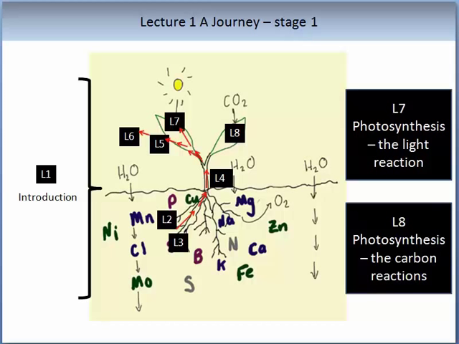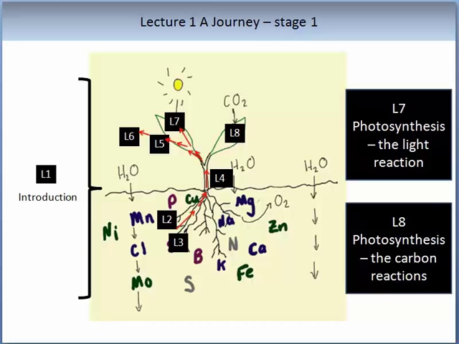In Lecture 7 we will look at the process of photosynthesis. We will start with the light reaction. The light reaction is where the plant is able to capture energy created from the sun and convert it into chemical energy. Lecture 8 will explain how the plant deals with this chemical energy.